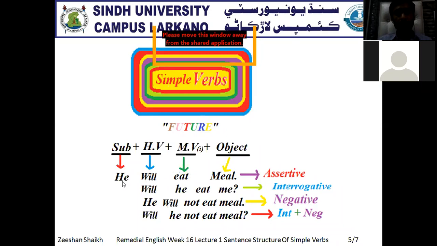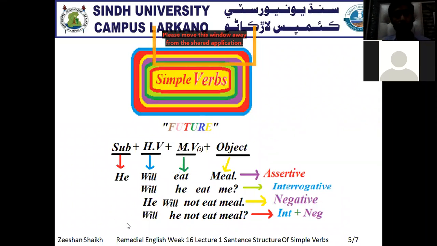Now, just have a focus on the future simple: he will eat meal. Now, what is he? He is your subject, and after the subject, definitely we have to give the helping verb, which is your will. And after the helping verb, the third one is your main verb, which is eat. And the last one is your object, that is meal. Now, he will eat meal. That becomes an assertive sentence.